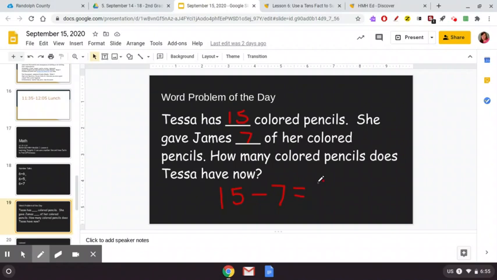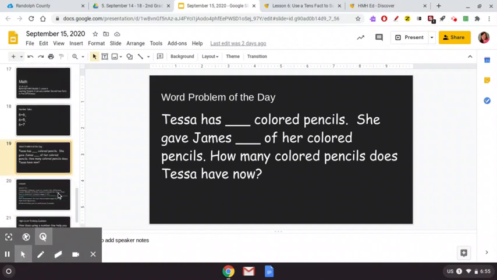Okay, your answer should be 8. Okay, good job. If you got 8, you are correct. All right, now let's erase. All right, so now you can solve the real numbers in there. Those were example numbers that you can use.